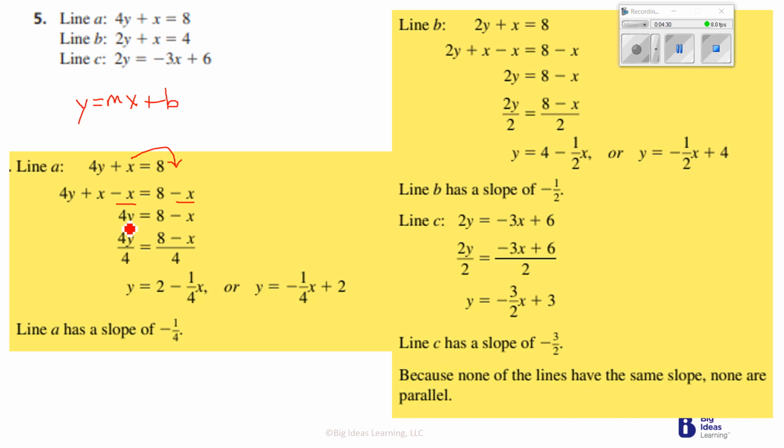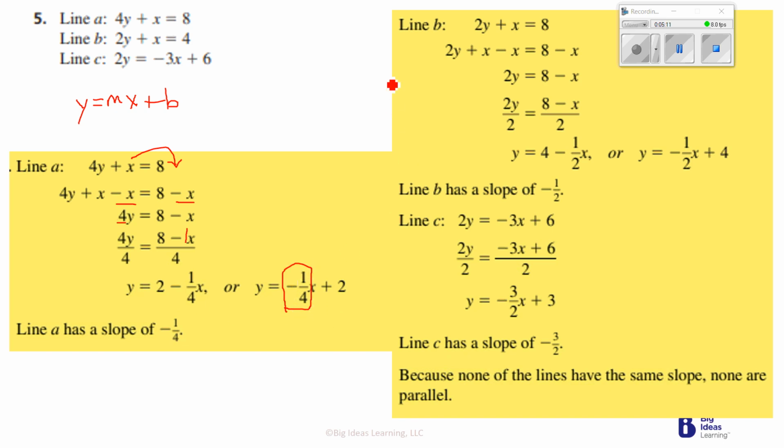Now we're going to get rid of the 4 so we can get y by itself. That means we're going to divide by 4. Whatever I do to one side, I do to the other. So all this gets divided by 4. y is left all by itself. 8 divided by 4 is 2. And then negative 1, because remember, there's always a 1 there, divided by 4 is negative 1 over 4x. We can rewrite this as y equals negative 1 over 4x plus 2. So line A has a slope of negative 1/4.